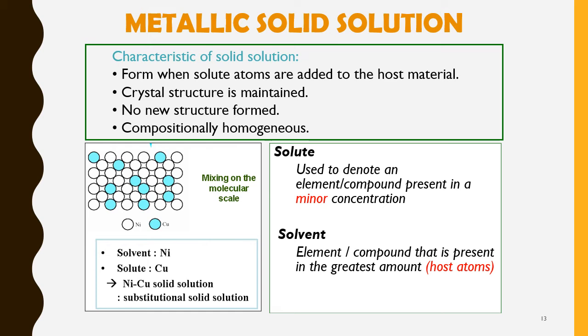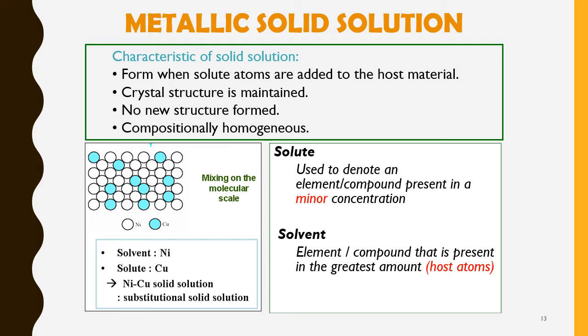Here are the characteristics of the solid solution. It must form when the solute atoms are added to the host material. But when the solute is added to the solvent, the crystal structure, as we have learned before, FCC, BCC, and SC, will be maintained. It will not become another type of structure, and no new structure shall be formed. And it shall be compositionally homogeneous.